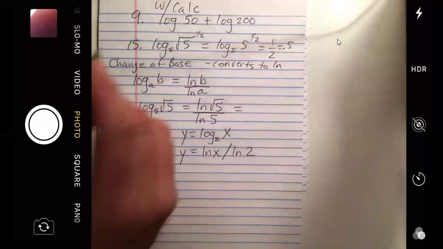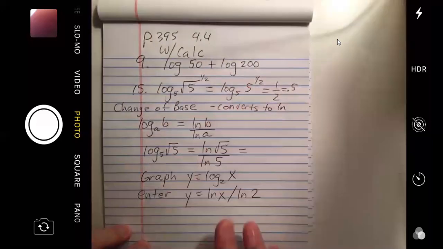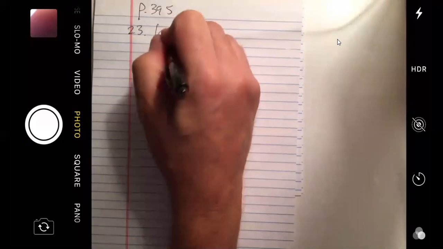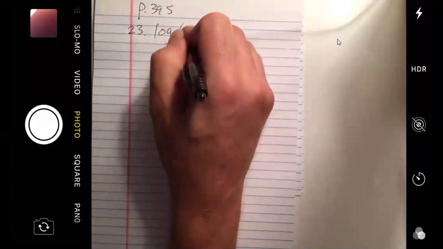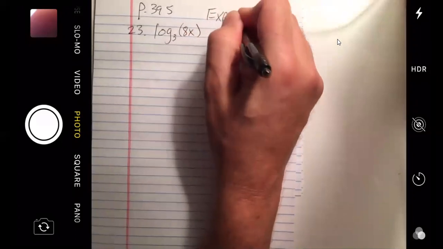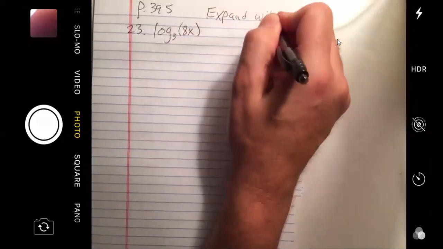This was still off page 395, section 4.4. Further down the page, I tried number 23: log base 3 of an 8x. They don't put the 8x in parentheses, but that's what they mean. And they basically say to expand this with the laws.